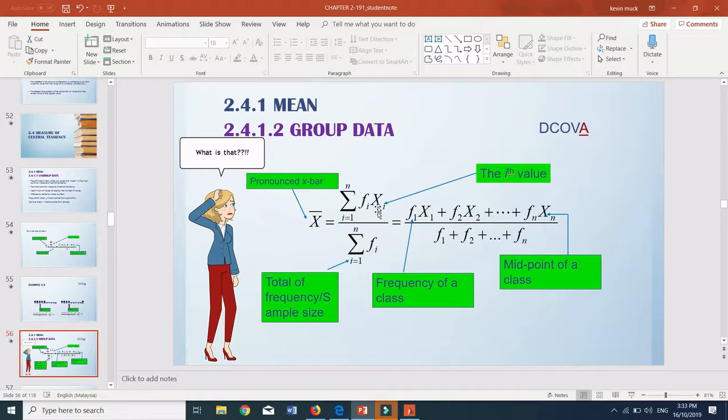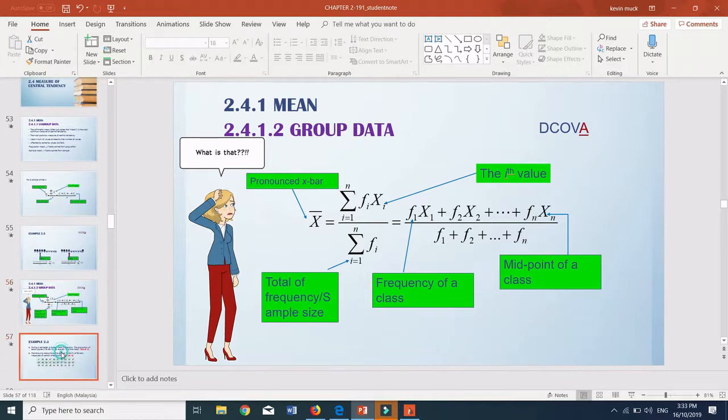This x is the value. In the upper part, you multiply the frequencies with the values, the midpoint of the class, because this is grouped data. You have the midpoint for the class, you multiply them together, and you divide by the total frequency. You sum up all the frequencies. Let's move to the examples right here.